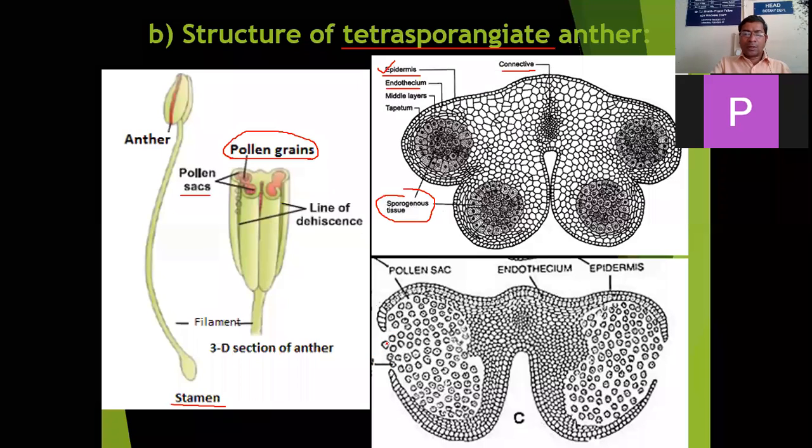After that particular anther becomes mature, the line of dehiscence opens, and these pollen grains are released into the air. So this is the structure of the tetrasporangiate anther.